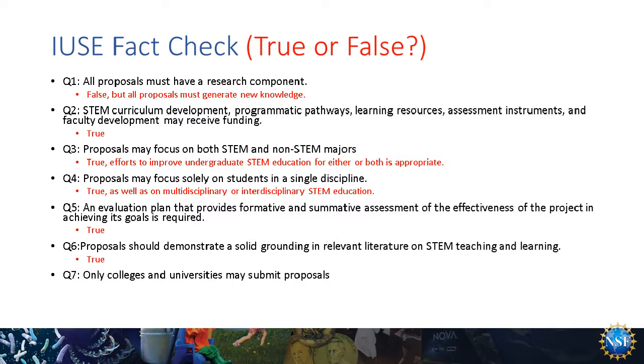Only colleges and universities may submit proposals. This is false. All categories of proposers that are listed in the Proposal and Award Policies and Procedures Guide are eligible, and this includes things like professional societies, companies, nonprofit organizations, and others that are focused on undergraduate STEM education. There was a question that was submitted specifically about whether institutions of higher education and disciplinary associations could work together. And the answer is yes on a proposal. Absolutely. You definitely could.